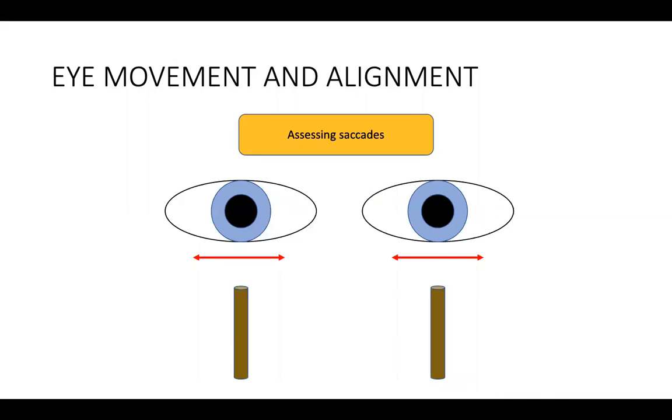Saccades or quick refixation eye movements are assessed by having the patient look back and forth between two stationary targets. The eyes should move rapidly and accurately in a single jump to their target.